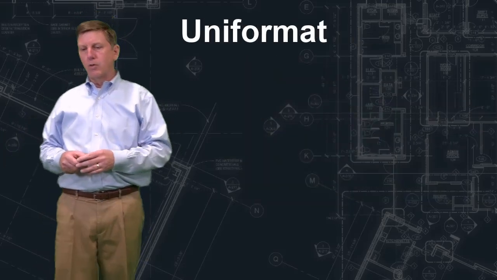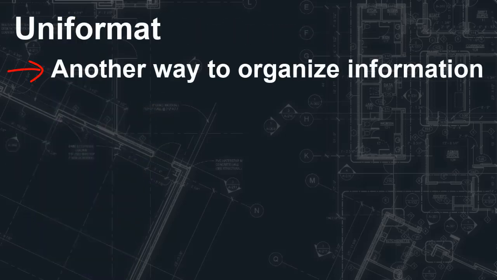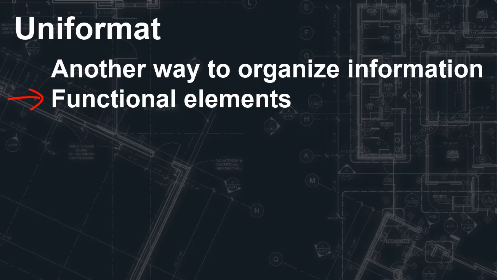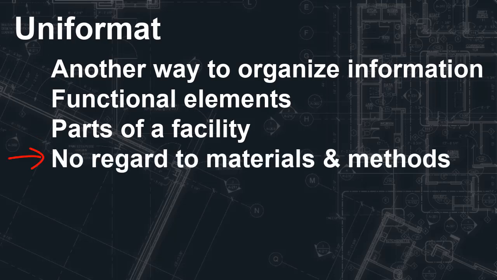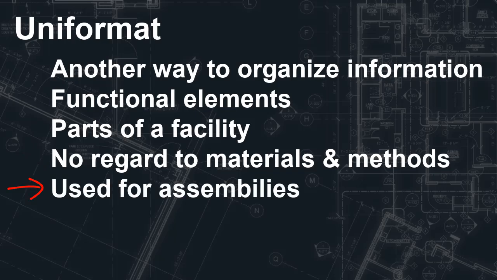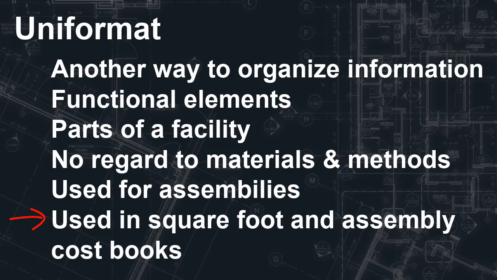Now, a little bit more about uniformat. It's just another way to organize the specifications into functional elements. Now, you're talking about parts of a facility, not actual specific things as in master format. So uniformat's a much smaller list to remember. Master format pays more attention to materials and methods, and uniformat doesn't. It's paying more attention to functional groups of information. And as we said before, it's used for assemblies, and you're going to find that in square foot cost books and assembly cost books. It's a great way to do a conceptual estimate.